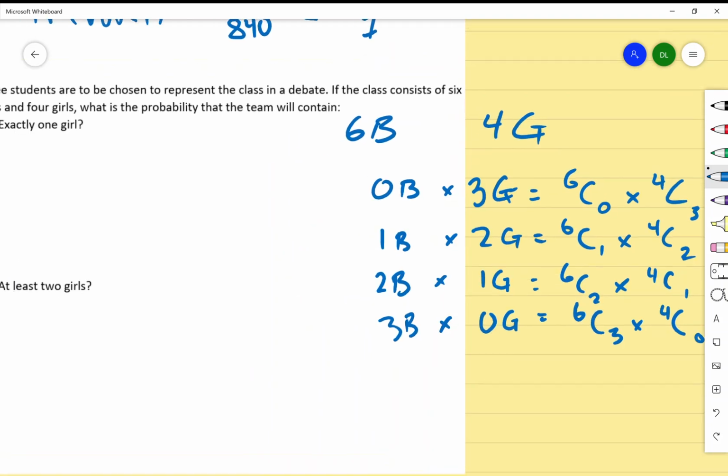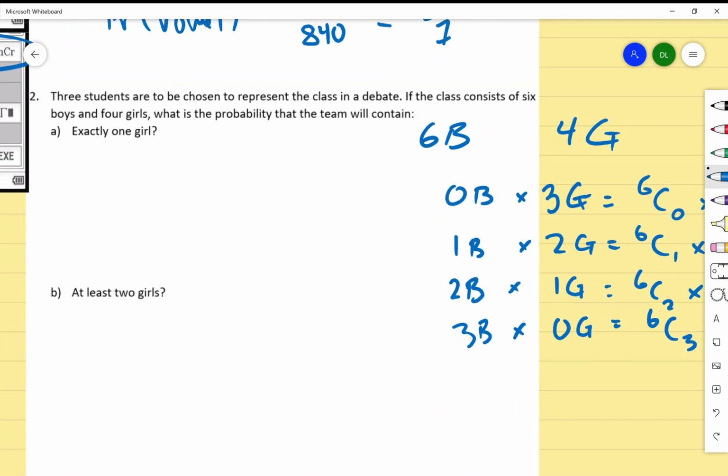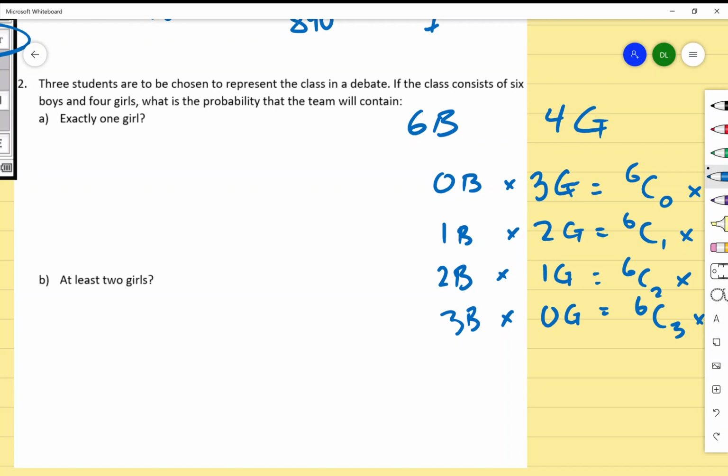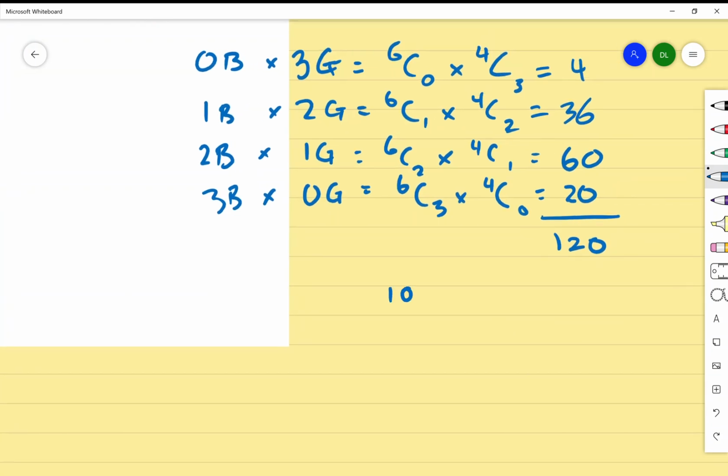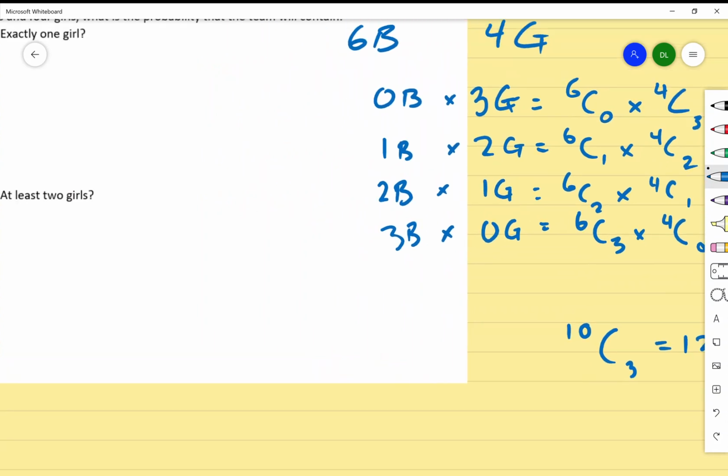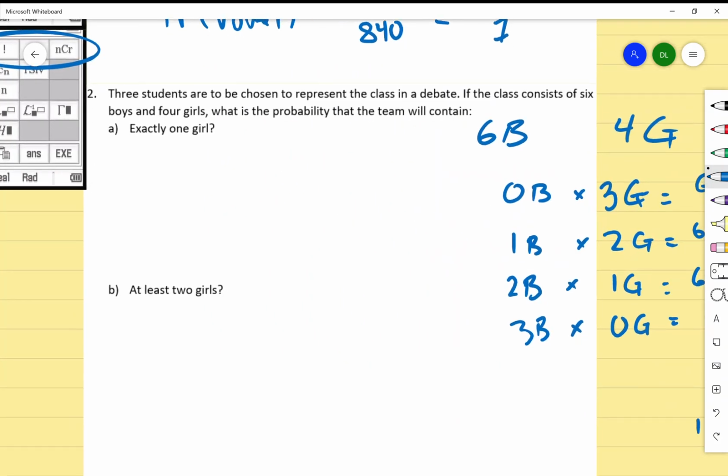Now, there's another way we could have done this. We could have just ignored the fact that there are 6 boys and 4 girls, and just said there were 10 students. So we could have just said 10C3. 10 students to pick from, and we're only picking 3. Which if you put in the calculator, will give you 120 anyway. But we drew out the entire thing on purpose so that we can refer back to this. So we know that if we're trying to find the probability of anything, it's going to be divided by 120 to give us a proper probability.